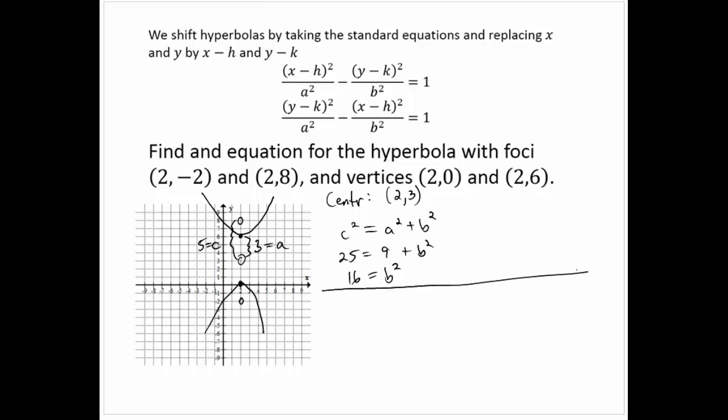Alright, so since the center is (2, 3) and it's opening vertically, that is up and down, generally we would have had y squared over 9, that's a squared, minus x squared over, what was b, 16, equals 1. But since it's been shifted, we have to take into account the shifts. And instead of y squared, since the center is (2, 3), we'd have y minus 3 squared, and instead of x squared, we'd have x minus 2 squared.